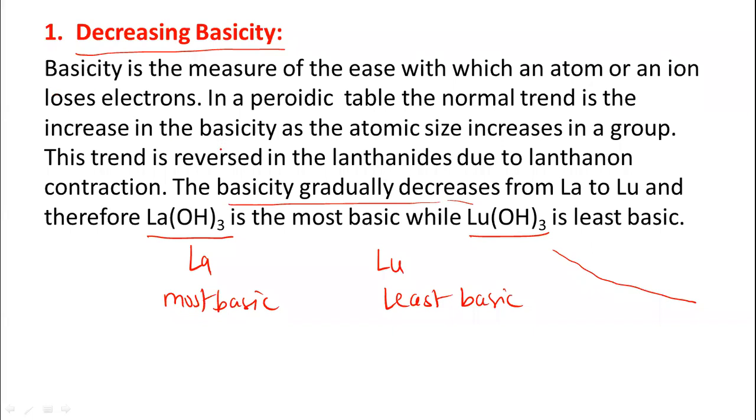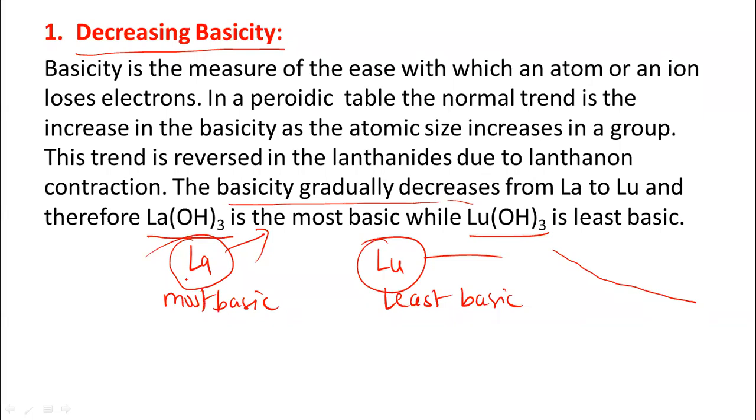If there is no lanthanum contraction effect, then what happens? Basicity has to increase. But due to the lanthanum contraction, as there is a steady decrease in the atomic radius or ionic radius from lanthanum to lutetium, the tendency of the element to lose the electron is going to be decreasing. So lanthanum, the first member of the lanthanum family, loses the electron easily, and lutetium, the last member of the family, does not lose the electron very easily. Therefore, the basicity of lutetium is smallest, and the basicity of lanthanum is largest.